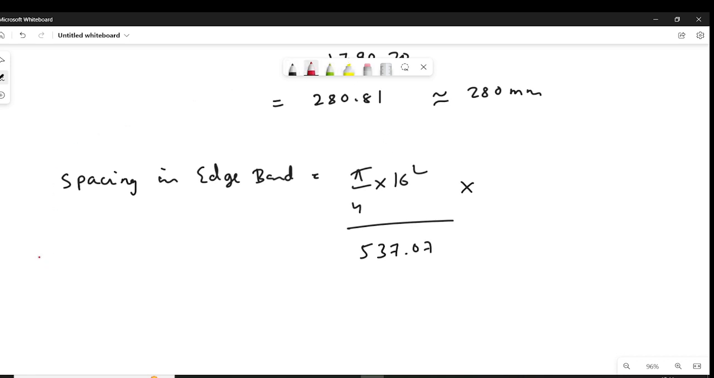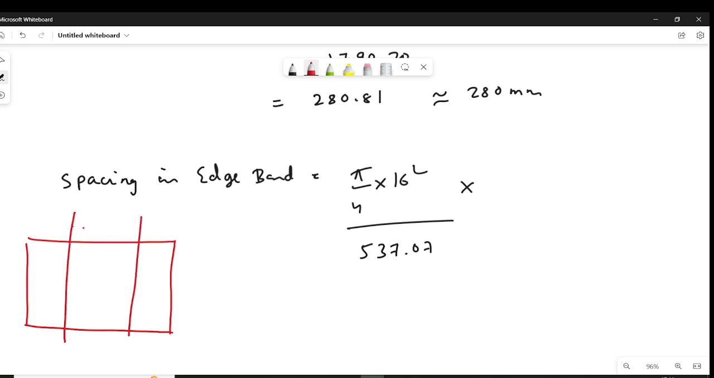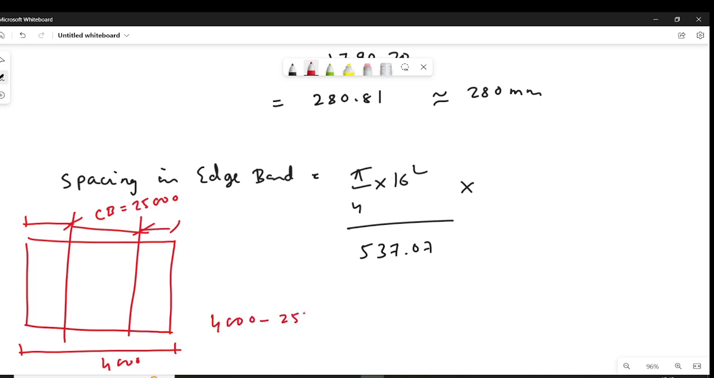You see, already we have divided the shorter direction into 3 bands. So this has been taken by central band. The dimension of the central band is 2500. The total dimension of this is 4000. So what is remaining for the edge band is 4000 minus 2500, which comes to 1500. So width of the edge band is 1500.